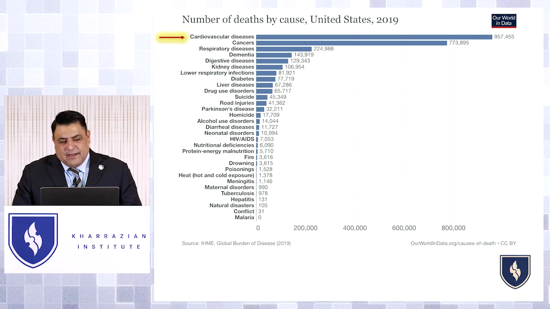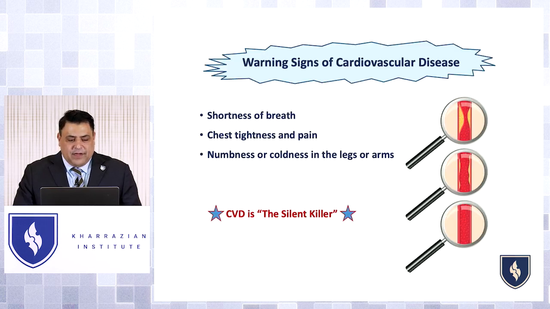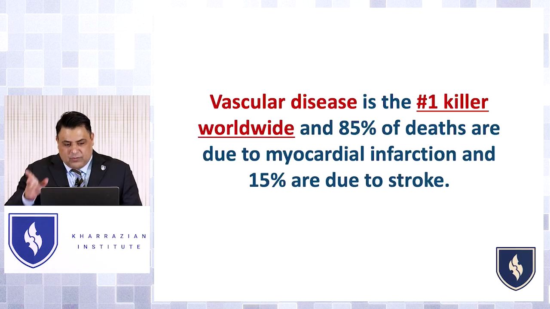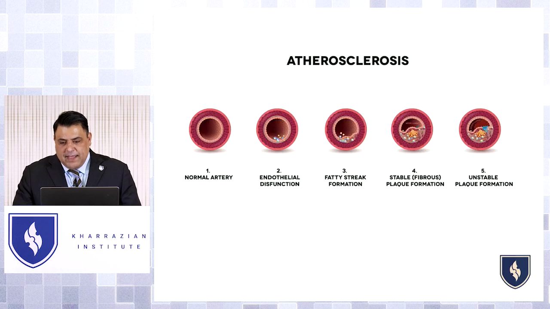When you look at the classical warning signs of cardiovascular disease, there's shortness of breath, chest tightness and pain, and numbness or coldness in the legs or arms, but it's really a silent killer. There aren't any clear symptoms. That's one of the two concerns about it. The two main causes of death that impact longevity are cancer and cardiovascular disease, and both are silent until the very last end stages. Vascular disease is the number one killer worldwide. 85% of deaths are due to myocardial infarction, 50% are due to stroke. Ultimately, what's happening is their blood vessels are becoming compromised. They're becoming injured. It's all about the vascular endothelium.